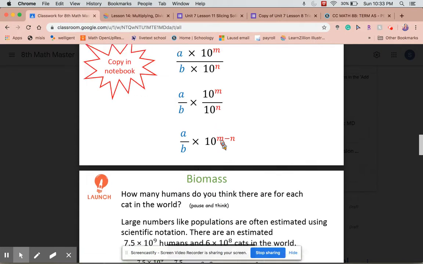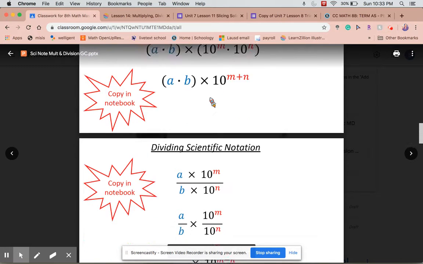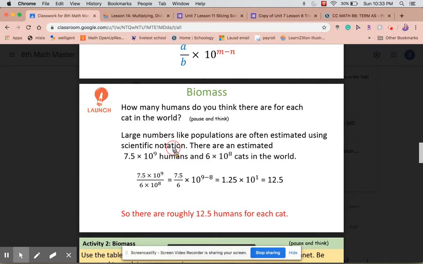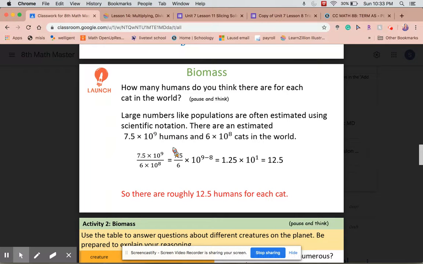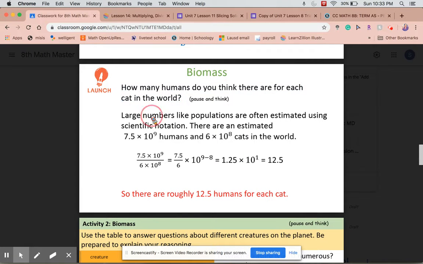All right, so if you are able to just use the formula, that's perfect, okay? But what if we're given some word problems? Here is an example. How many humans do you think there are for each cat in the world? Large numbers like populations are often estimated using scientific notation. So we use this in the real world. Whenever a number is too large, we like to put it in this form, okay?